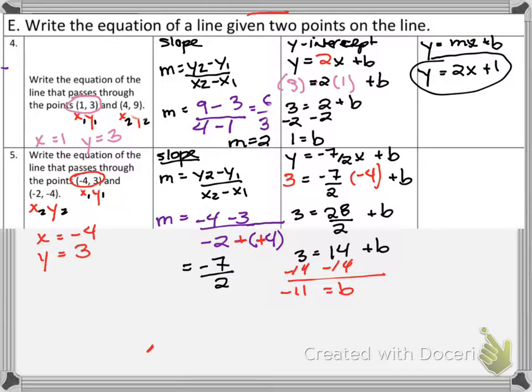Okay. So finally, we can put these 2 things together. So we have y is equal to mx plus b. So y equals negative 7/2 x minus 11. Okay, and that's the final answer, and we're done.